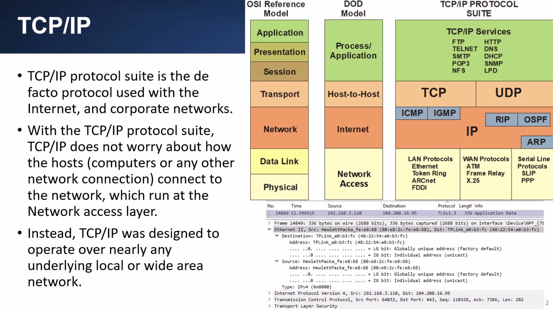The TCP/IP Protocol Suite is the de facto protocol used with the internet and corporate networks. TCP/IP does not worry about how the hosts, computers, or other network connections connect to the network, which runs on the network access layer. Instead, TCP/IP was designed to operate over nearly any underlying local or wide area network, including Ethernet and 802.11 Wi-Fi.